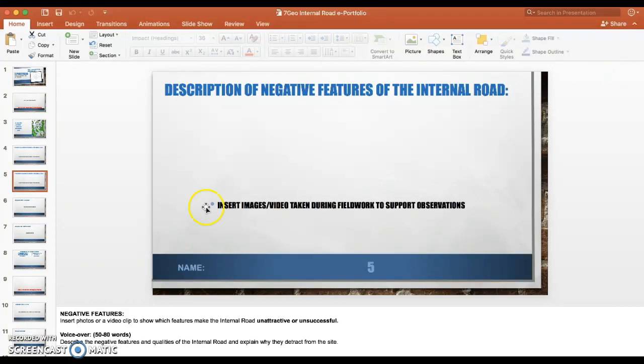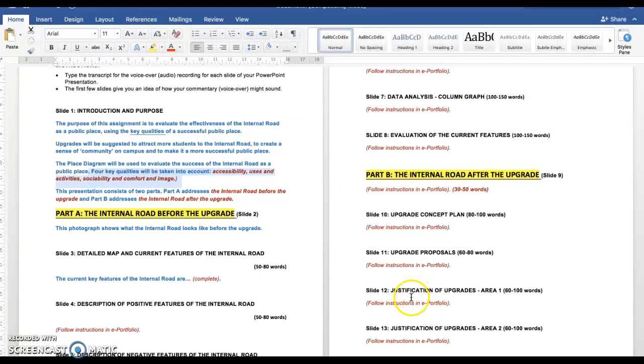All right, so again, putting your photos on here, and then on your transcript, slide 5, description of the negative features, relating them then to the 4 key qualities here.